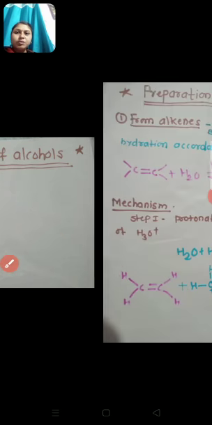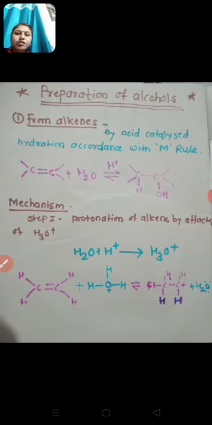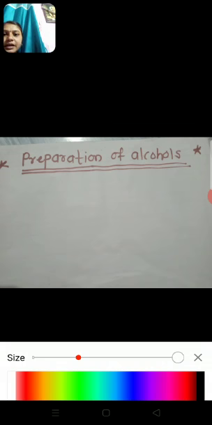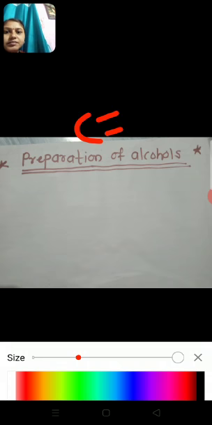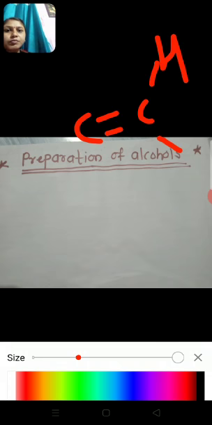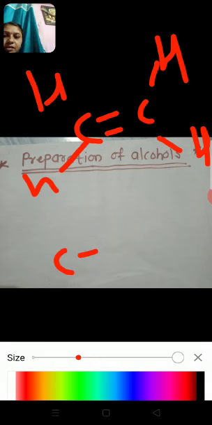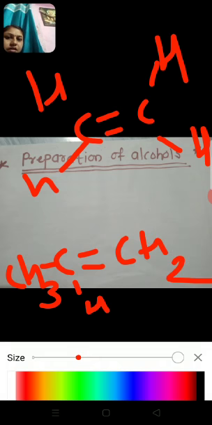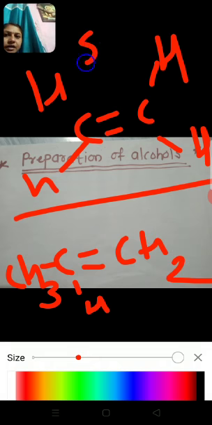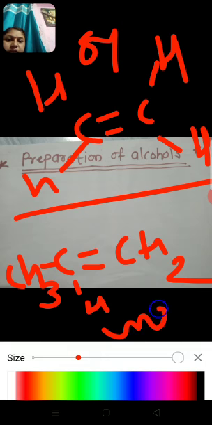Students, see the first preparation of alcohol: preparation of alcohol from alkene. We know there are two types of alkene. One is symmetrical alkene. This is an example of symmetrical alkene. And there are also unsymmetrical alkenes. In this way, both are alkenes. This is a symmetrical alkene and this is an unsymmetrical alkene.